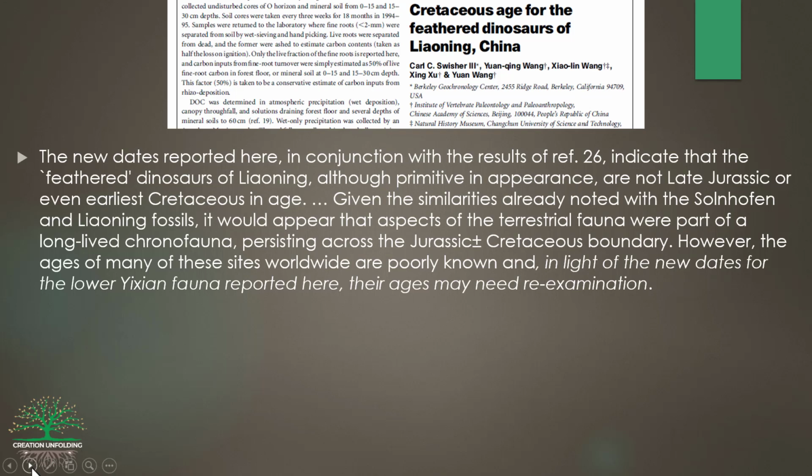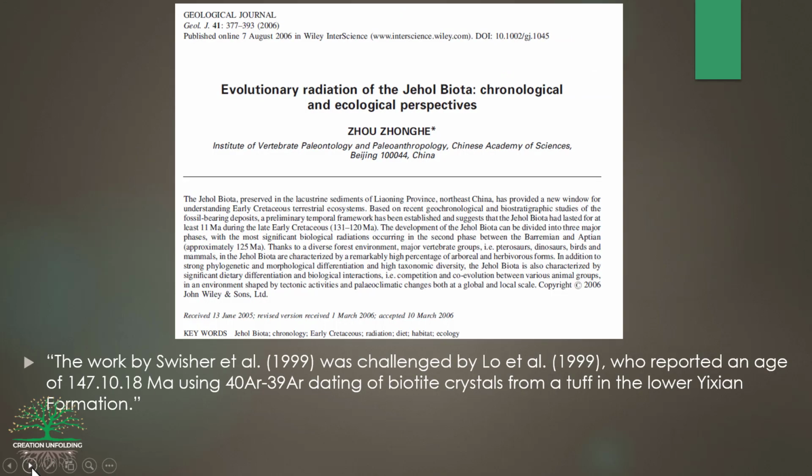Notice the section that I have highlighted, though, in italics. However, the ages of many of these sites worldwide are poorly known, and in light of the new dates for the lower Ishian fauna reported here, their ages may need re-examination. Notice what they're doing. They're saying, look, our dates are right, maybe those dates are off, and you need to go and have a look at them. Now this issue, I think, is actually resolved amongst a lot of Chinese paleontologists. But it took a while.